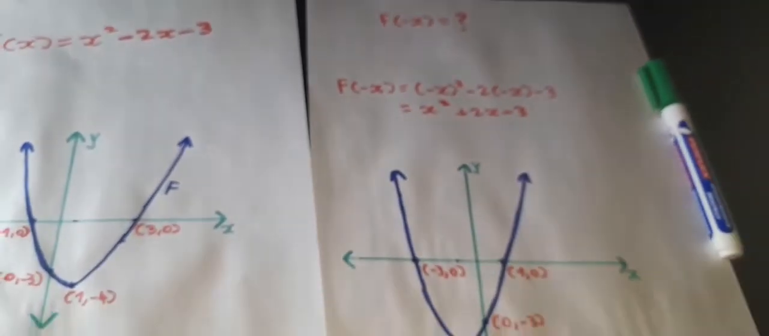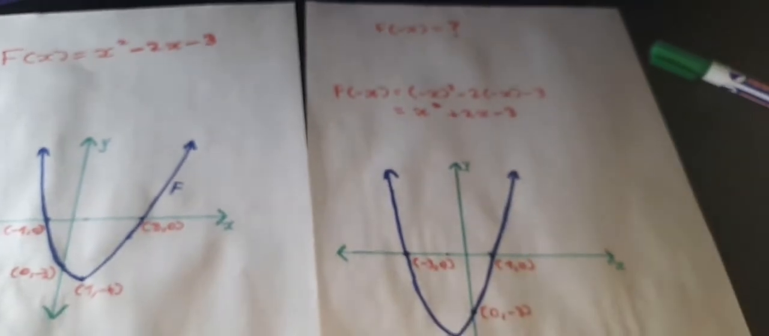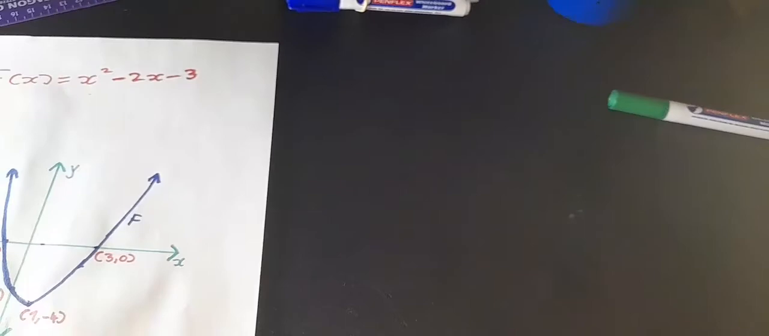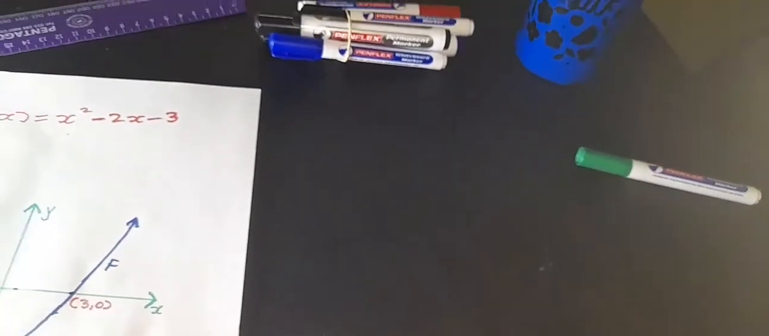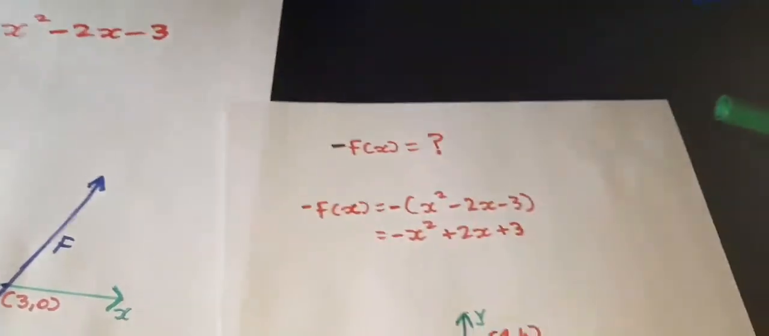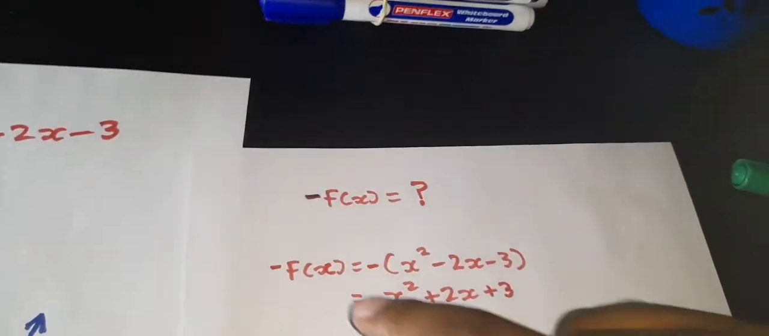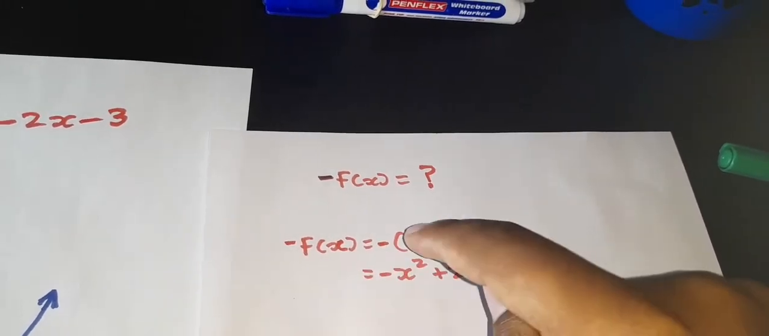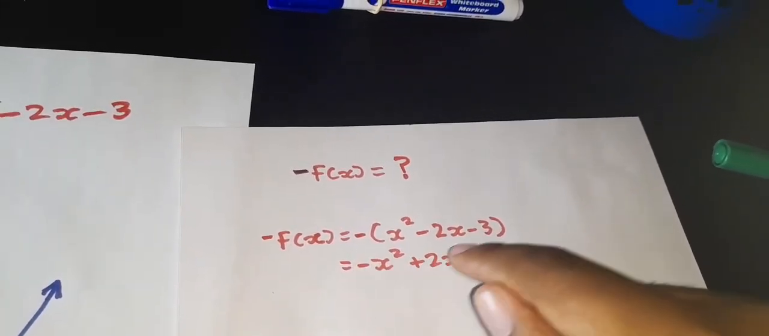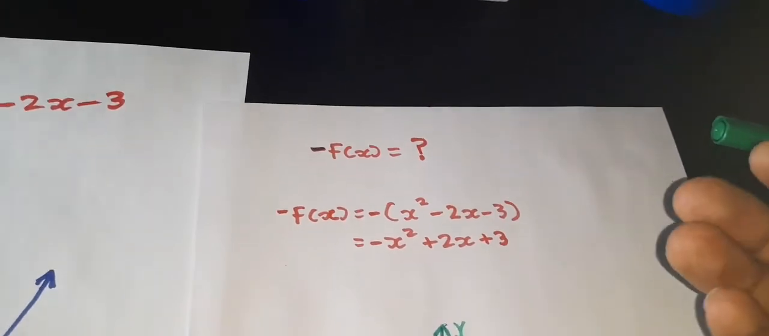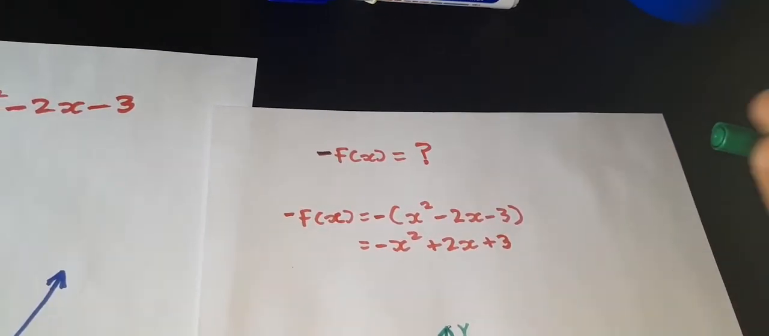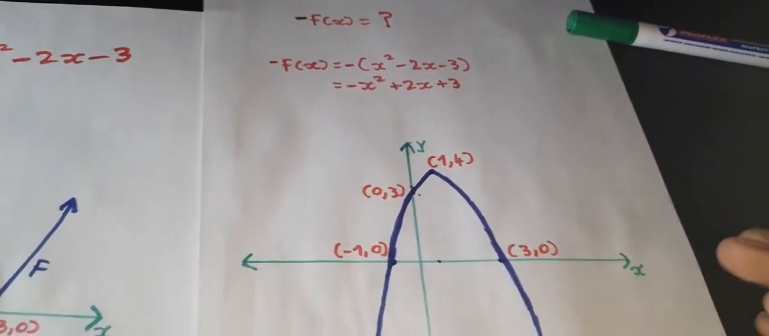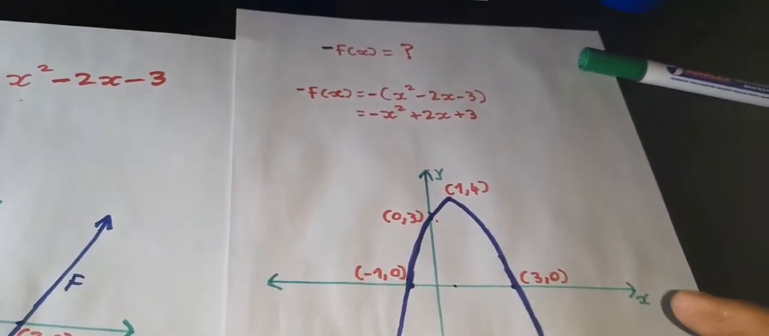So what will −f(x) look like? For −f(x), I multiplied everything by negative 1, so I get this new equation here. You can go ahead, find the x-intercept, the y-intercept, and the turning point. I showed you how to do that in the previous videos. And this is how it will look.